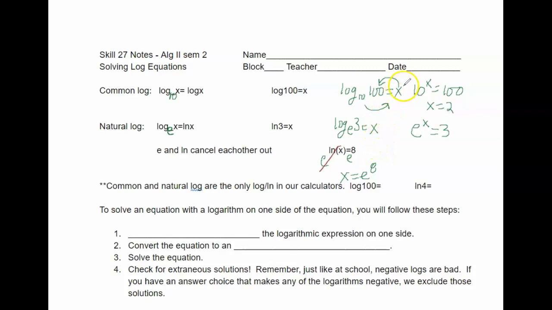Now, when we think of calculators, common logs and natural logs are the only logs that are in our calculators. So if you typed in log 100, it equals 2. We are assuming that when the calculator just has a log, it's assuming an invisible 10 there. Your calculator also has ln. If you want to practice typing in ln of 4, that's 1.386.